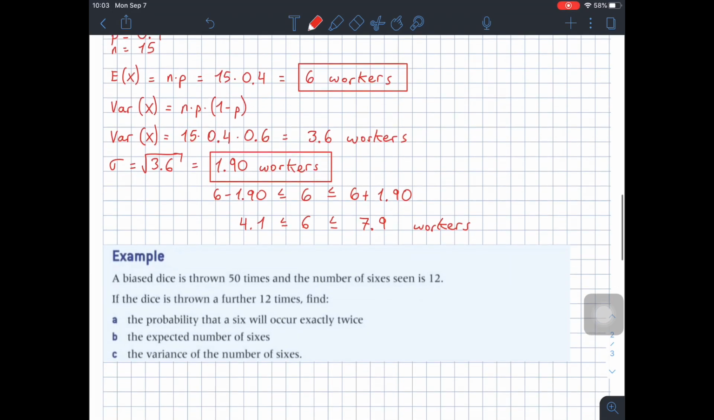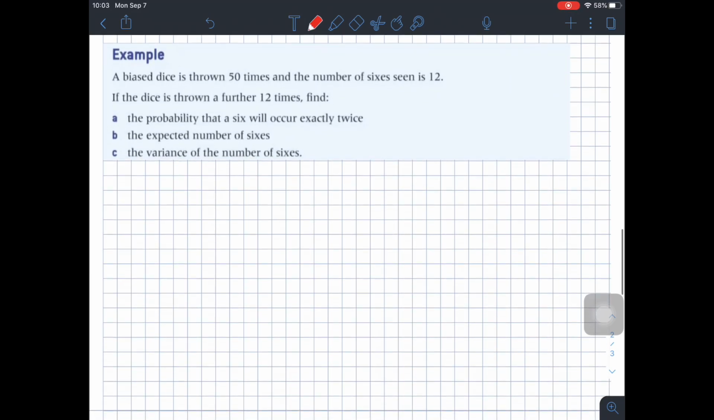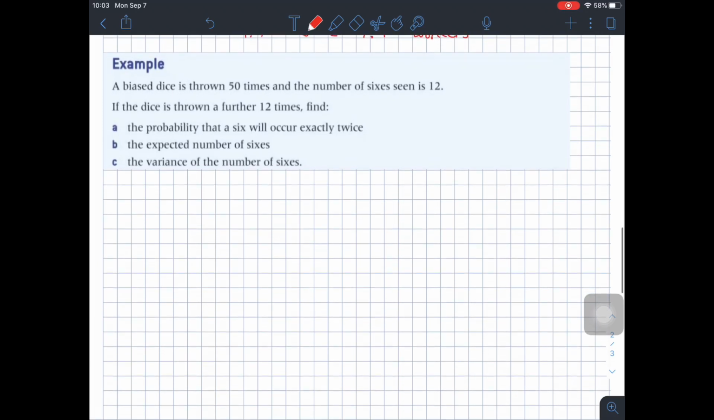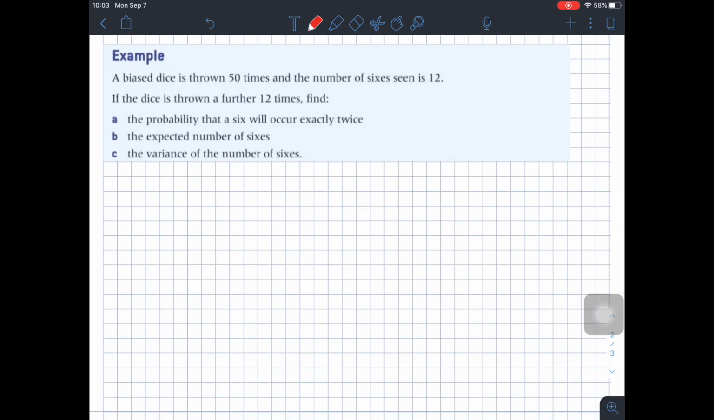Let's see one last example, and then we're done for this electronic assignment. For this one, we would need to use the calculator, okay? So you can have it with you and follow the instructions. It says, a biased dice is thrown 50 times, and the number of sixes seen is 12. If the dice is thrown a further 12 times, find A, the probability that a 6 will occur exactly twice, B, the expected number of sixes, and C, the variance of the number of sixes.